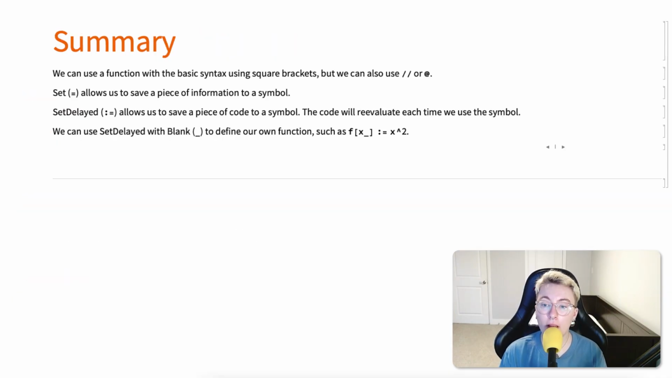In this chapter, we've covered a really core skill for working in Wolfram Language. Before tackling the exercises for this section, you should now know how to use a function with square brackets, and know that you could also use a double slash or an @ sign. You've also seen how Set lets us save information to a symbol, and SetDelayed lets us save a piece of code that will get reevaluated to a symbol. And, as we just covered at the end of this chapter, you now know the basics for defining your own functions using the general syntax of functions, SetDelayed and blank.